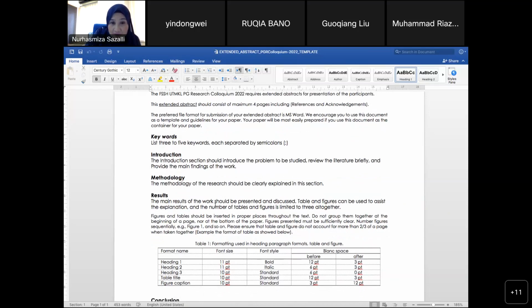And remember, for this extended abstract, the limitation for tables and figures is only 3 altogether. So you should not have more than 3. Remember, because you only have 4 pages. Okay, everyone. So 3 figures and tables all together. If you have 1 table, then you have 2 figures. If you have 2 figures, you can have 1 table. If you have 3 figures, so no table.